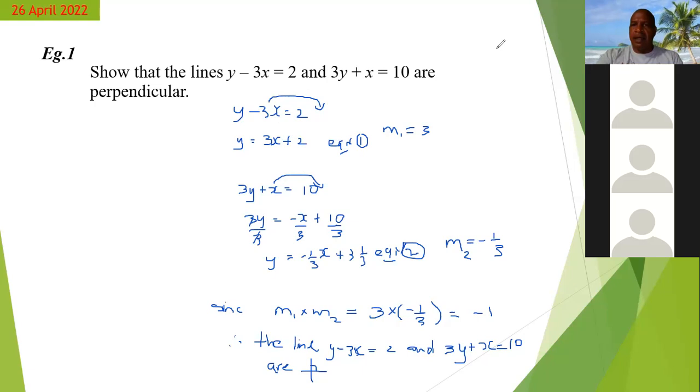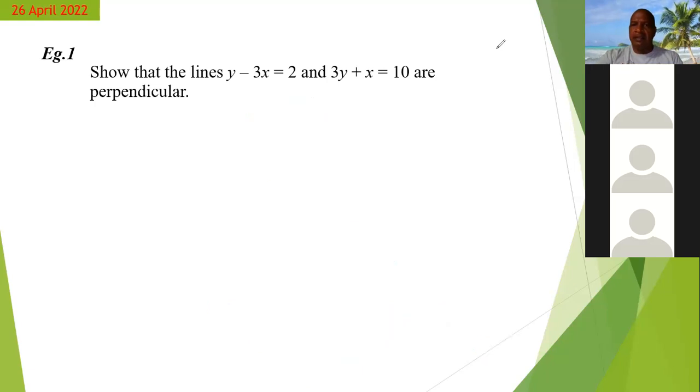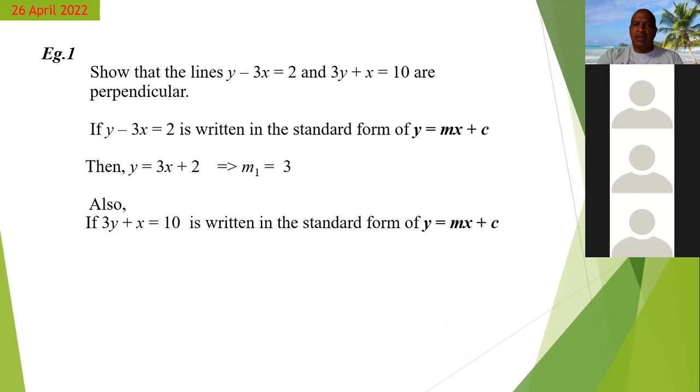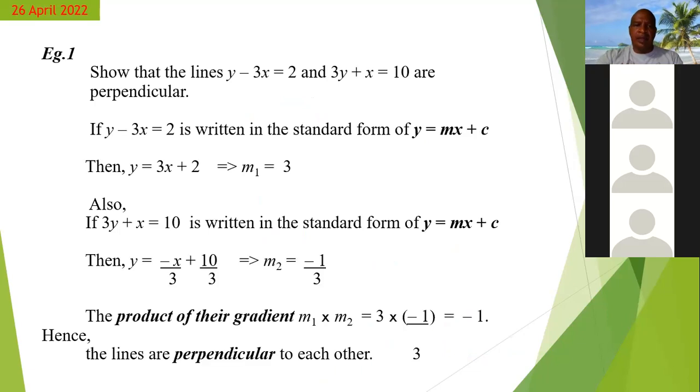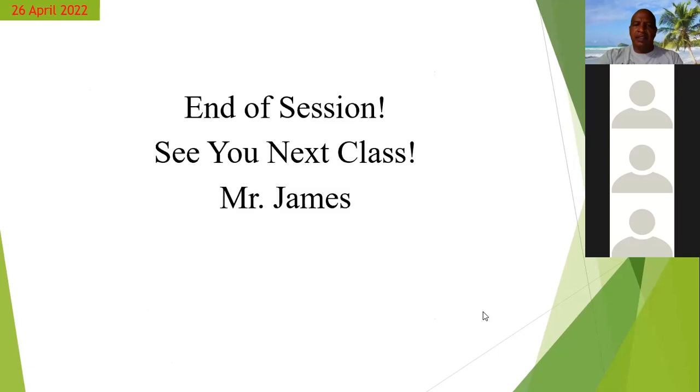Okay. All right, so with that said, guys, we see that the product of their gradients is equal to -1, so they are perpendicular to each other. All right, so this is the end of coordinate geometry. Let me stop sharing this.